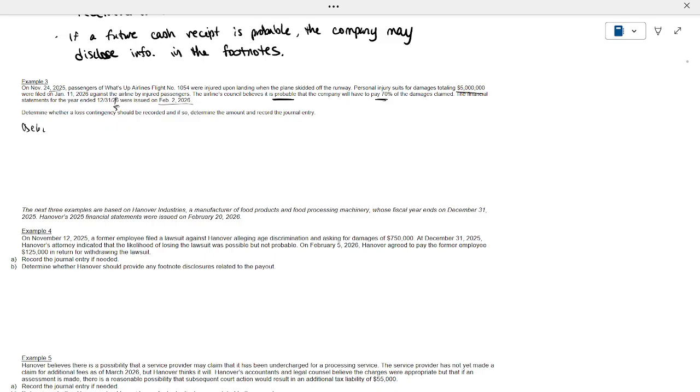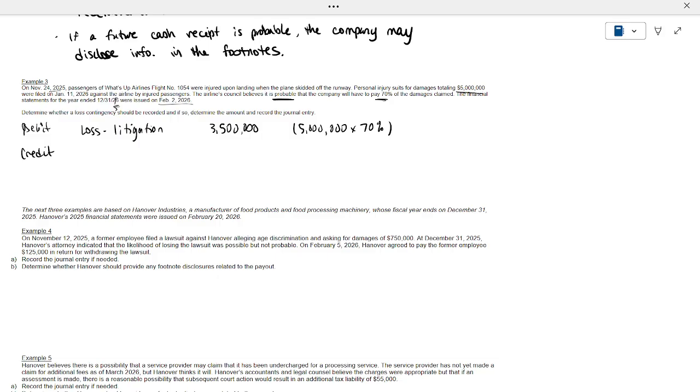We're going to debit an account such as, let's use the account title our textbook uses, loss-litigation lawsuit. The amount would be, what do we expect to have to pay out? 70% of 5 million, so 3.5 million. This would affect the income statement. We would show loss just like an expense on the income statement.